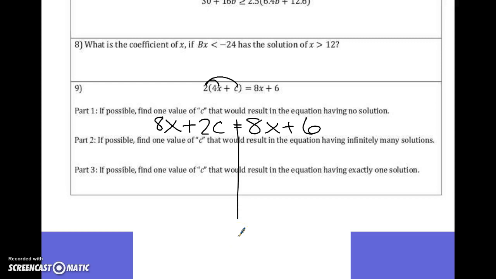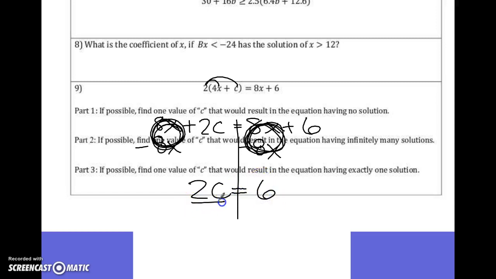And I can keep going. The x is on the same side of the street. So subtract 8x, subtract 8x, 0 here, and I also have 0 here, and I'm left with just 2c. The x's are completely gone, and I have just 2c equal to 6. If I divide out the 2 on both sides, c ends up equaling 3.